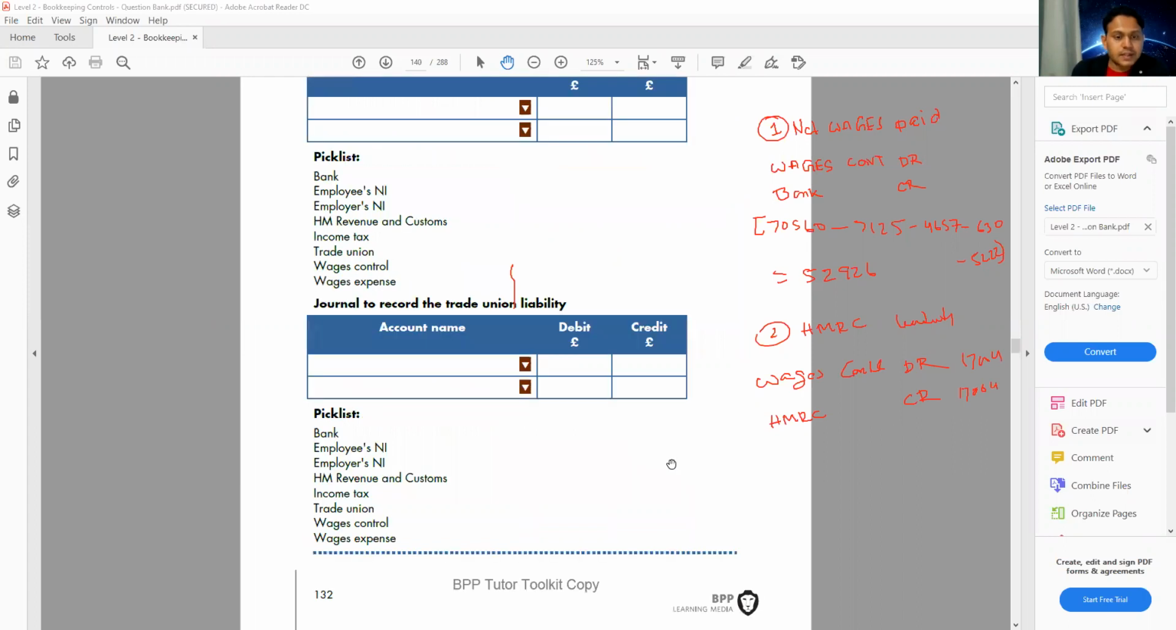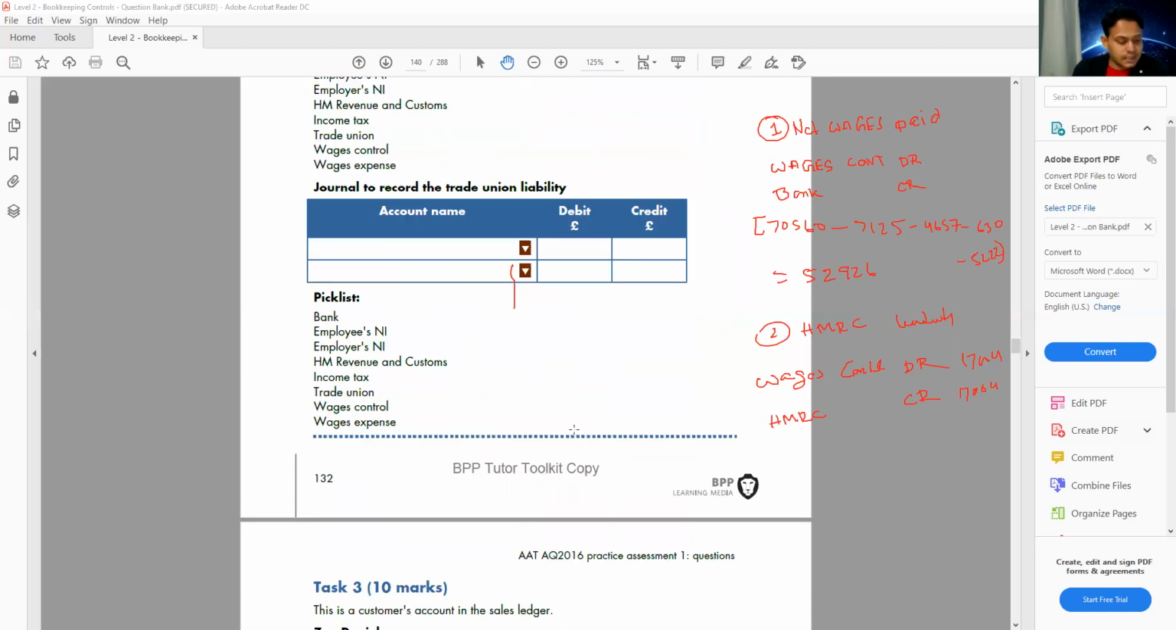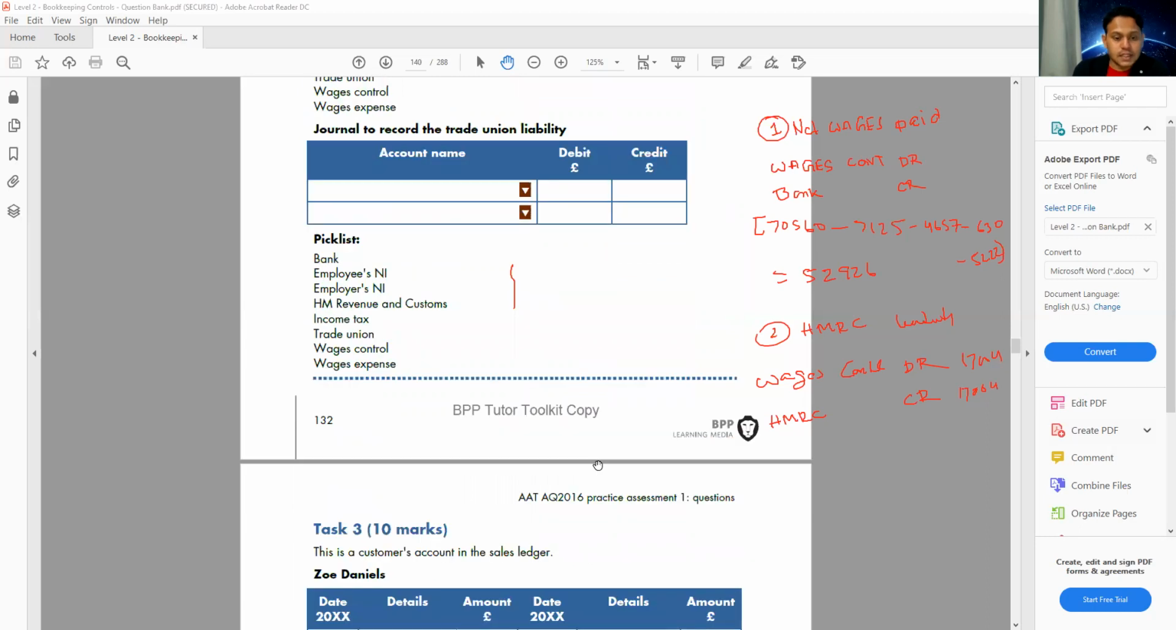The final one we have here is the trade union, and I think that is 630. We already calculated that. Do you remember the journal for trade union? Trade union is also a liability like HMRC. So trade union is a credit and wages control is debit. The amount will be 630, that is 42 times 15. So trade union, the pension, and HMRC, all these 3 are credit. If these 3 are credit, even if we don't know what is debit, we know what is debit. Wages control is debit.